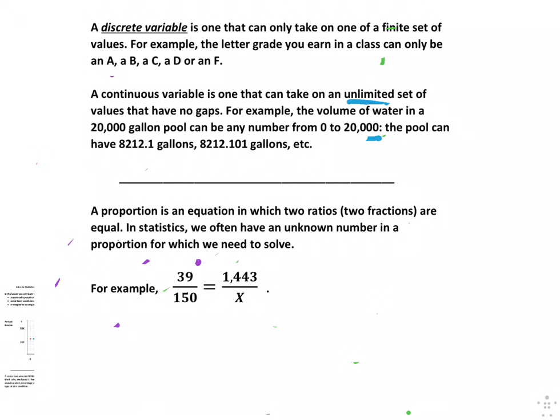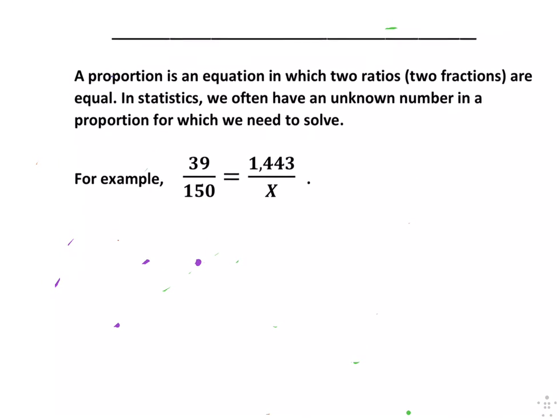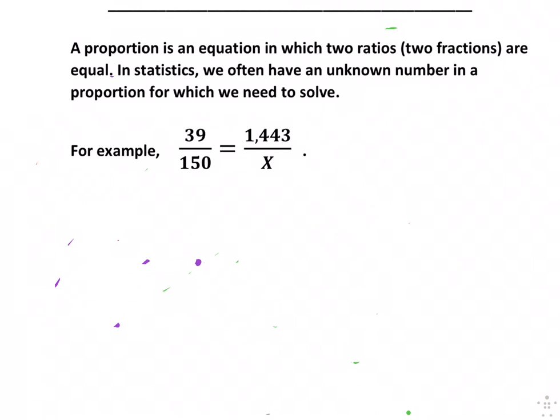Lastly, I want to end today's lesson with solving a proportion, and right now I've got an example of a proportion right here. A proportion is an equation in which 2 ratios, 2 fractions, are equal. In statistics, we will have to do a lot of solving for an unknown number in a proportion, and here's an example of that. Suppose we say that 39 out of 150 equals 1,443 over x.